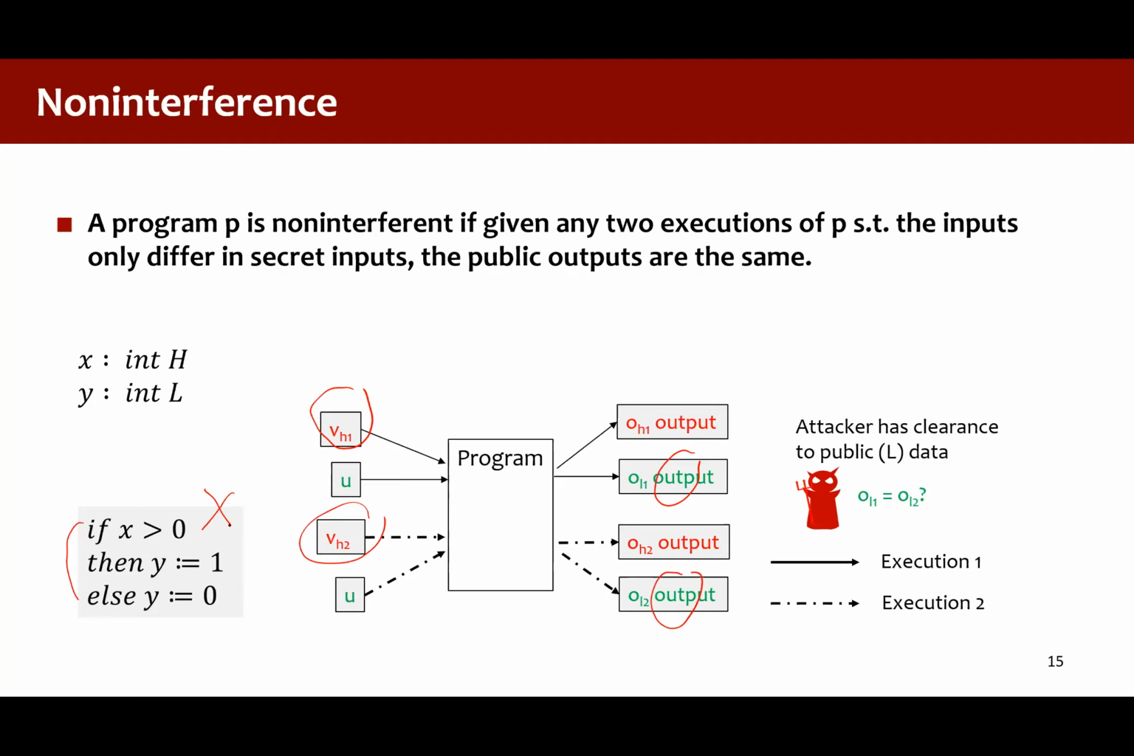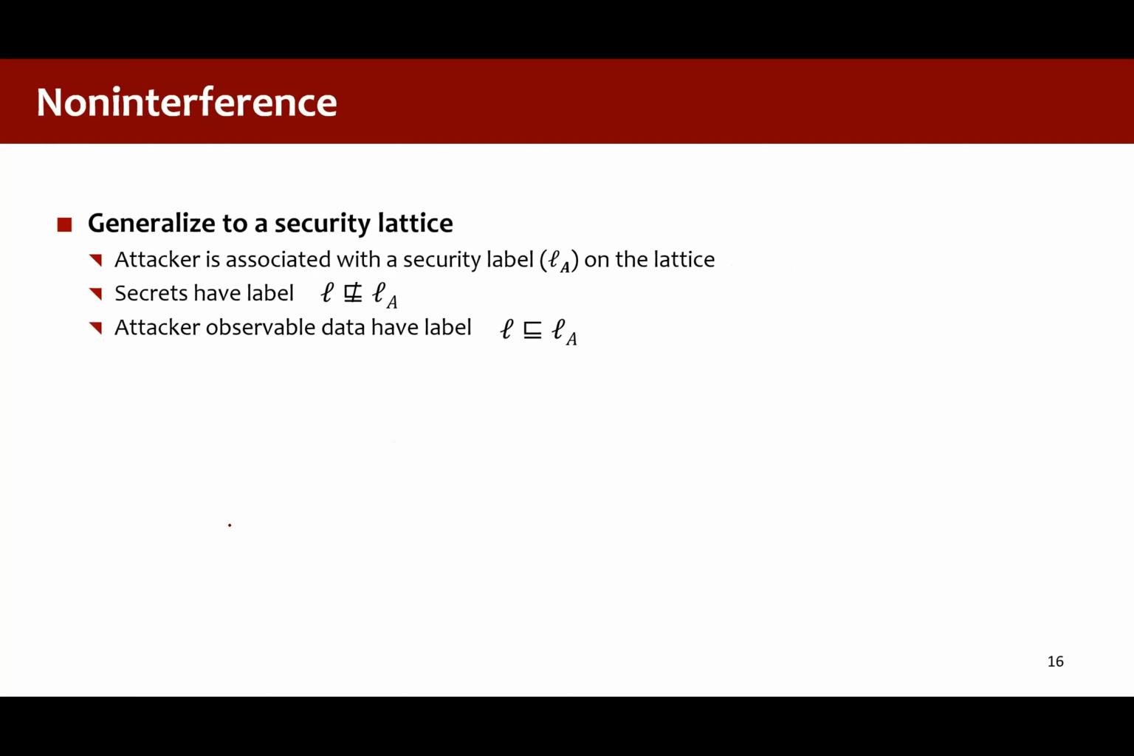So, any questions here? No. Okay. So this can be generalized to a security lattice. When you generalize to a security lattice, your attacker essentially is someone holding on to a security label. Let's call it LA. It can be any label on the lattice. Your secret will be something that has a label that's not allowed to flow into LA, meaning it's not lower than or equal to LA on the lattice. And whatever the attacker can observe, our data have a label L that can flow to LA.